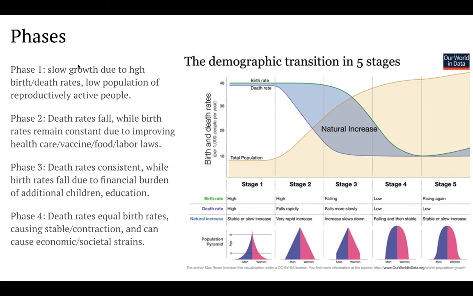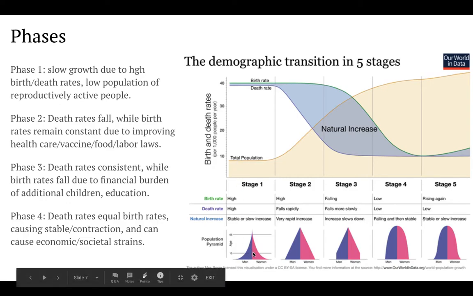The first is that there is really small growth rate, which we can see with the yellow line, due to both a high level of birth and death rates, but also a really small population of reproductively active people. We tend to see a concave triangle for that.